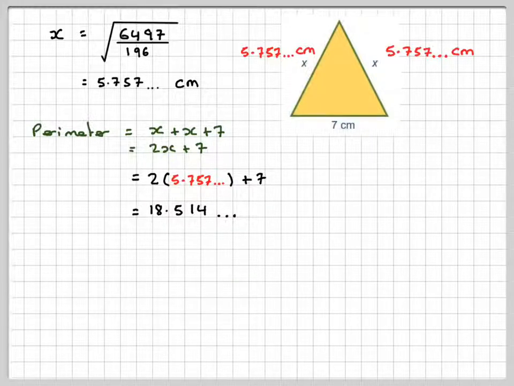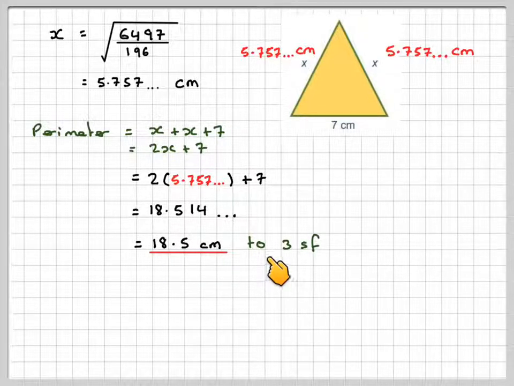18.514, and then we round that off correctly to 3 significant figures. That one has, first, second, third. This is the fourth. That one has no effect on the 5, and therefore we're going to say that's 18.5 centimeters to 3 significant figures.